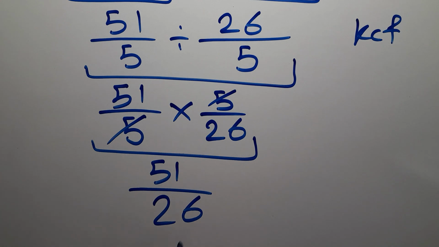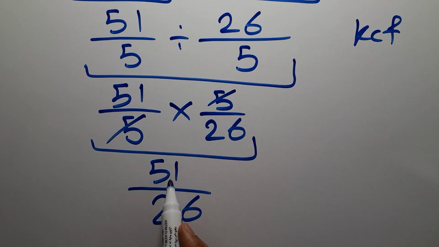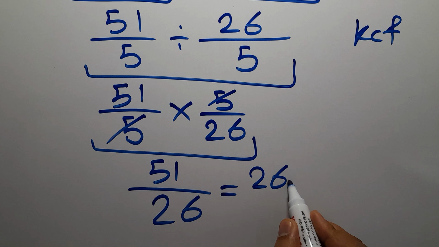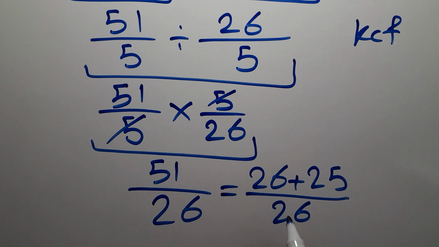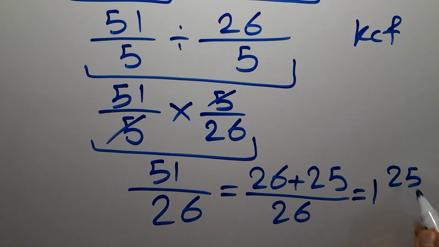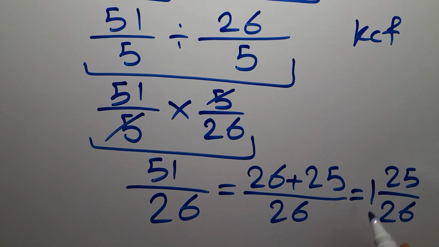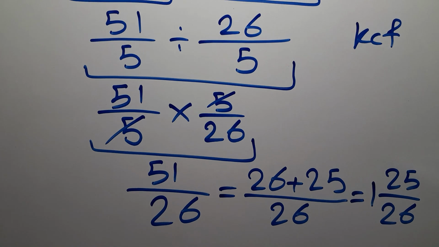Okay, now let's convert this improper fraction to a mixed number. 51 can be written as 26 plus 25 and over 26. 26 divided by 26 gives us 1. So 1 and 25 over 26. And this is our final answer to this problem.